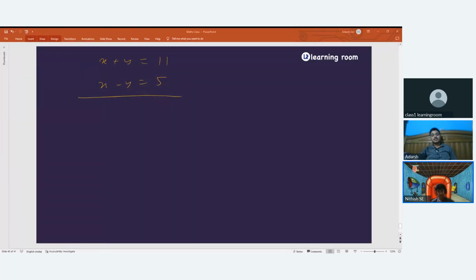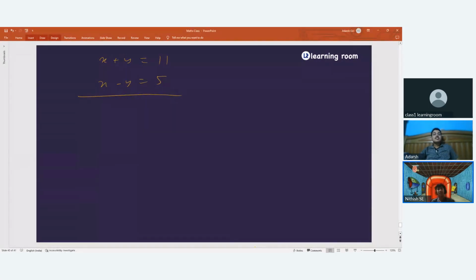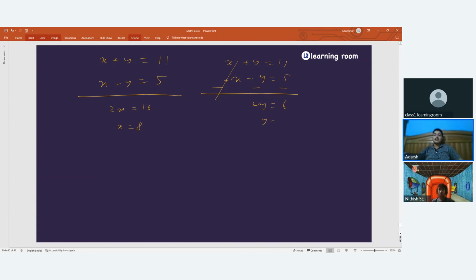Are you getting it or not? If you add both of the equations, won't it be 2x is equal to 16? So x is equal to 8. If you subtract both of them, x plus y is equal to 11, x minus y is equal to 5, x will get cancelled. Subtraction means change of sign. It is plus 2y, so 2y is equal to 6. So y is 3, isn't it? Oh, yes.